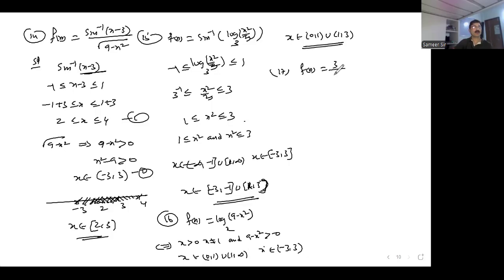Take one more example like the 17th one. f of x is equal to 3 by 4 minus x square. It makes no difference. 4 minus x square, you know very well, should not be equal to 0. x square should not be equal to 4. So x belongs to R minus -2 and 2.